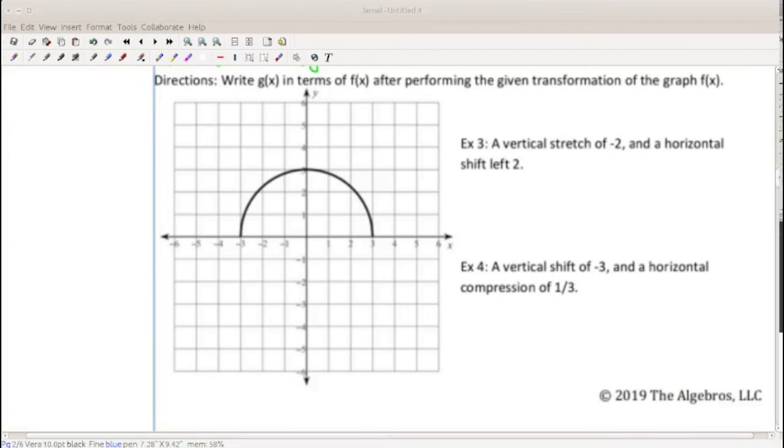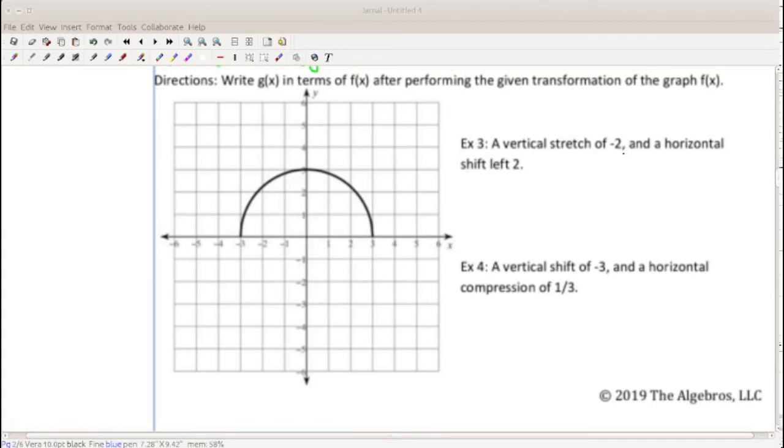All right, let's see what else we can do with these transformations. Write g of x in terms of f of x after performing the given transformation of the graph f of x. So what we're shown here, this half circle that we're looking at, is the function f of x. And we want to do these transformations to the function graph and then write g of x, what the equation would look like. So let's see if we can first do the transformations to the graph.